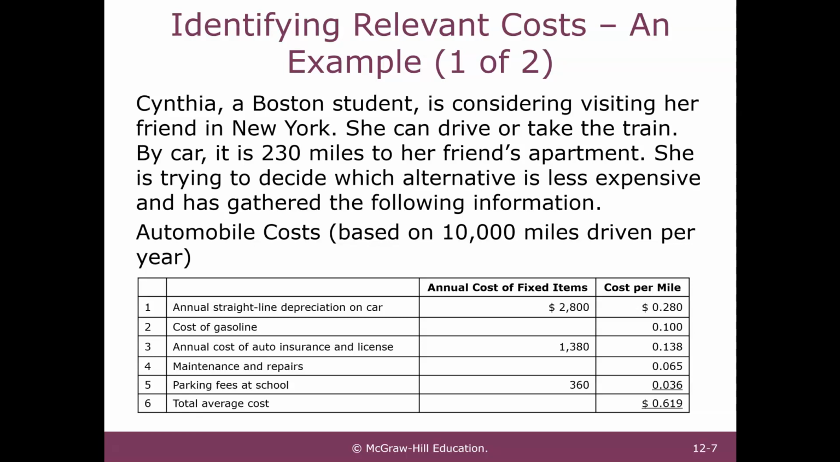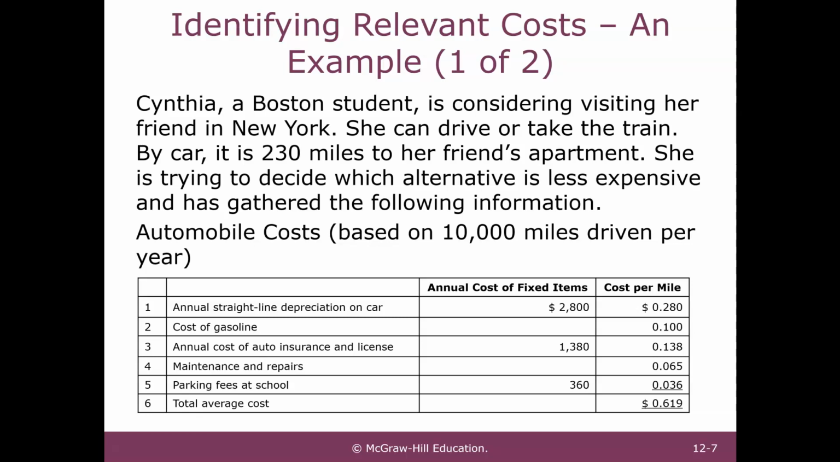Okay, we're going to look at this one example here, where we're going to figure out what she should do. She is a student at a Boston college and she wants to go visit her friend in New York. And she can either drive or she can take the train. And we need to help her make that decision. By car, it's 230 miles to her friend's apartment. She's trying to decide which is less expensive. You can make this choice on so many other factors, but her factor is which alternative is less expensive. So that is the only thing that we need to concentrate on.